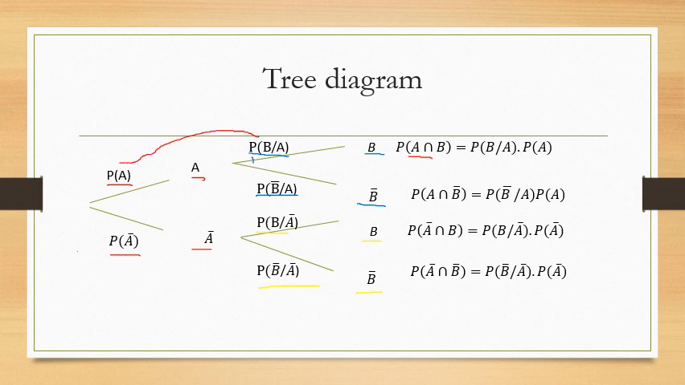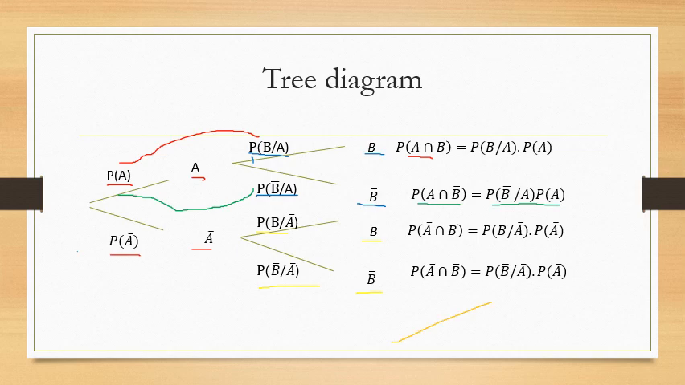Probability of B knowing that A times probability of A. Now to calculate the probability of A intersection B bar, it's probability of B bar knowing that A times probability of A. So we have to multiply the probability in this branch by the probability in the first branch.